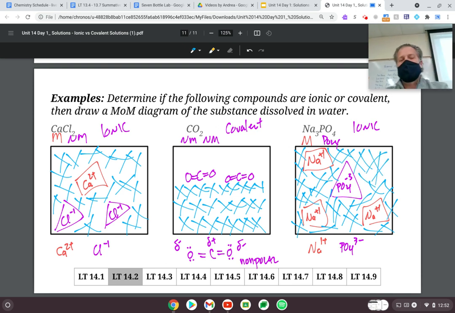So in this instance, ionic compounds dissolve in water. Covalent nonpolar compounds do not dissolve in water. Polar covalent compounds do dissolve in water. And that's the big takeaway from today. Questions? Excellent.